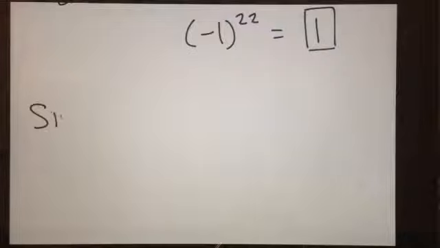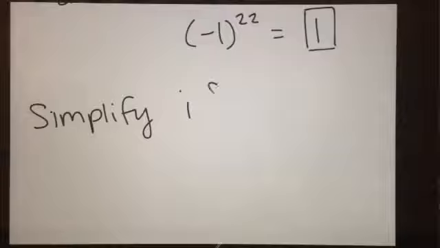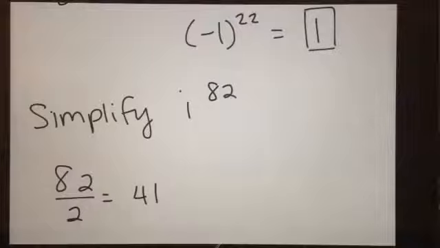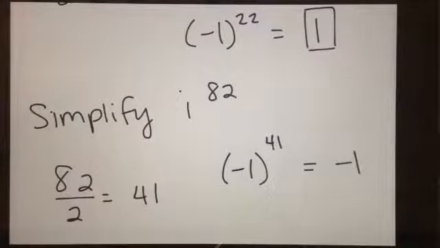And then one last example like that, i to the 82nd. So I'm going to take 82 and divide it by 2. This time I have 41 sets of i squareds. So I have negative 1 being multiplied by itself 41 times. When I plug that into my calculator, I get negative 1.